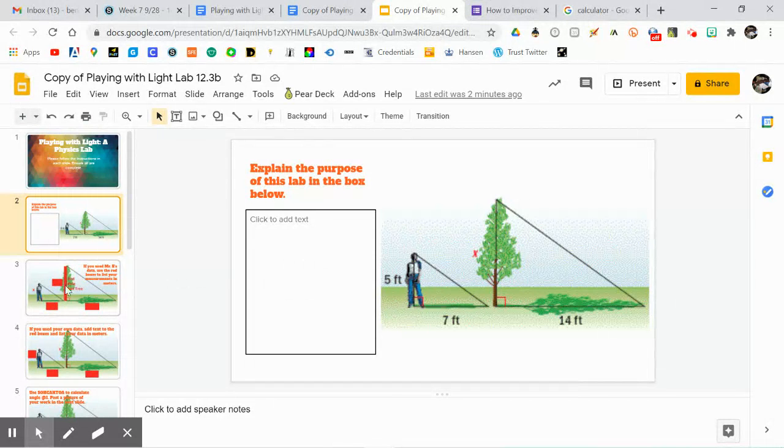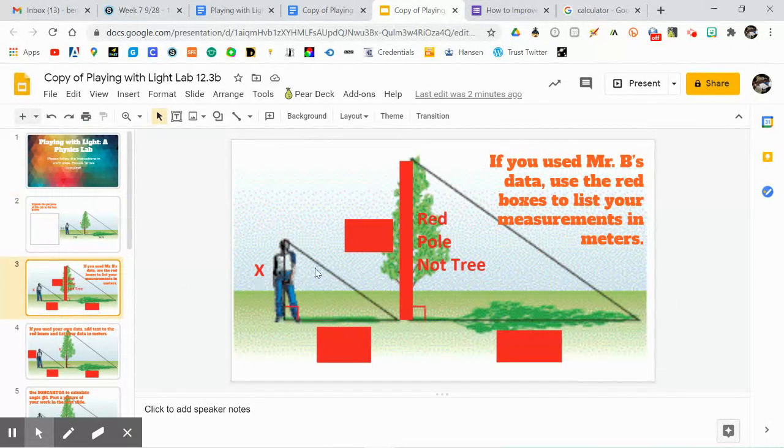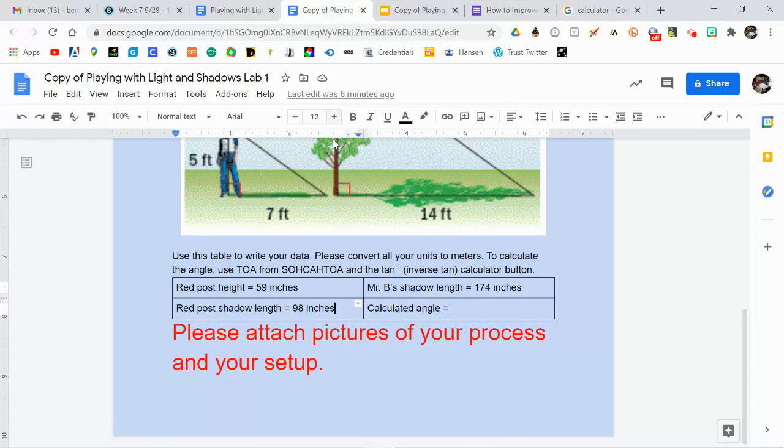If we go to slide number 3, if you use Mr. B's data, use the red boxes to list your measurements in meters. So if you used Mr. B's data, this is pretty much what the data is, except for this one. This one is actually wrong. I just made it up so that you all actually have the right numbers.